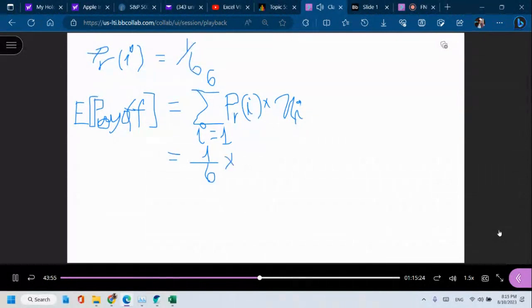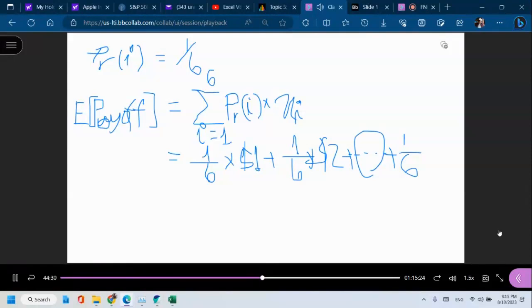So it's going to be 1/6 times the first possible payoff, $1, and then 1/6 times $2, and you keep going like this, truncating the middle, $3, and so on, and 1/6 times the last possible number, $6. If you do this, this is the weighted average, where each possible outcome, $1, $2, $3, $4, is weighted by its probability.